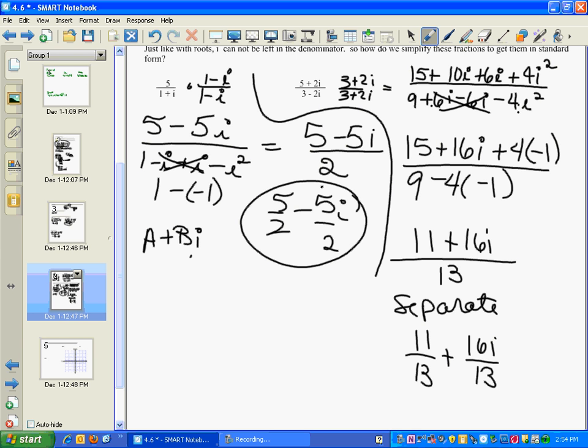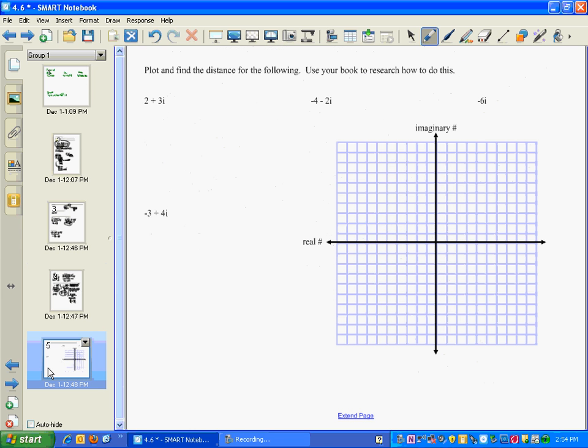Okay? Yes? So you don't want any i squared at all? The highest exponent I can have is an i to the first. Okay? Did we get it right? Anybody got a question? Okay. Last page.